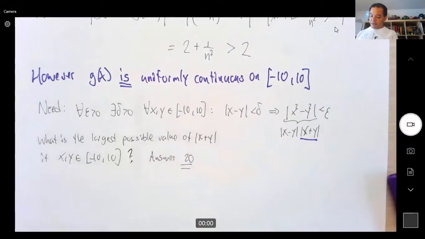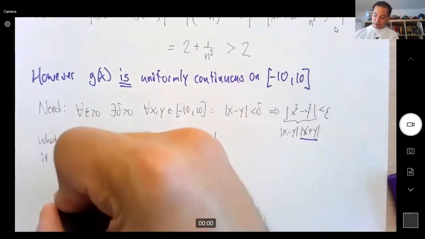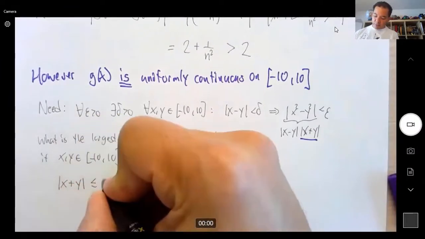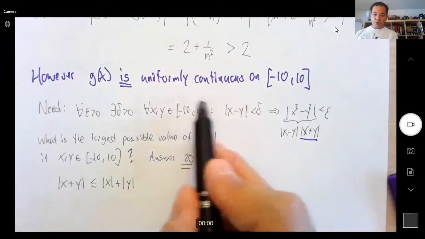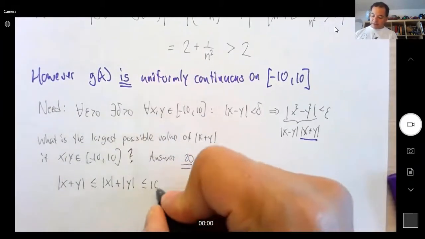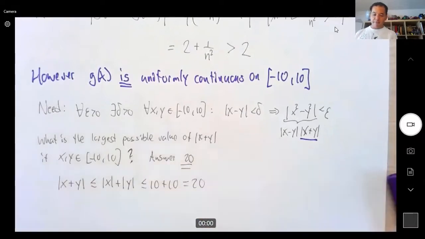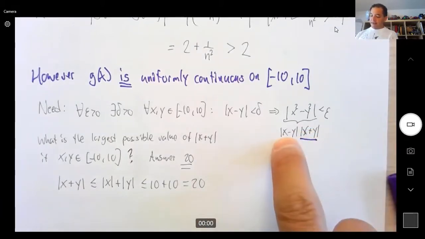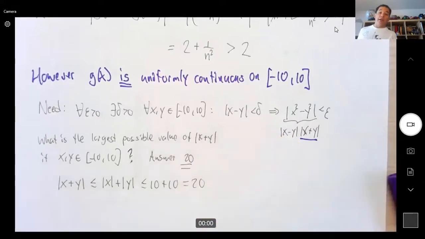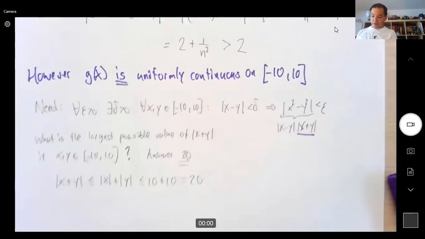And how can we argue that? Well, one way is the following. You can just use the triangle inequality. The absolute value of x plus y is smaller than the absolute value of x plus the absolute value of y. And the way I chose this, both of those numbers are less than 10. So that's one way to ascertain that this is indeed true. Then this means this can be at most 20. So the delta that can work is going to simply be epsilon over 20. That should work.